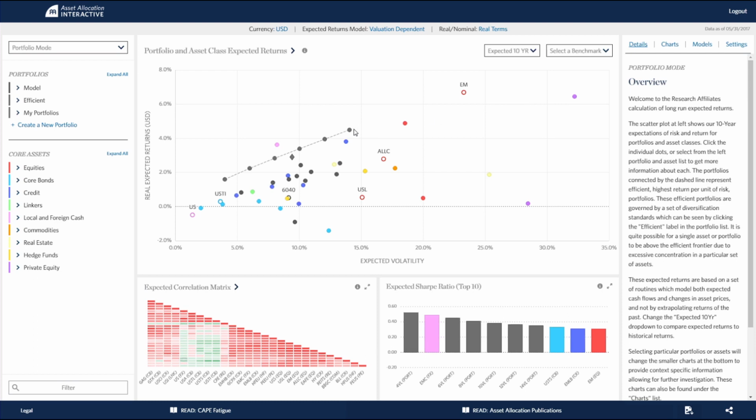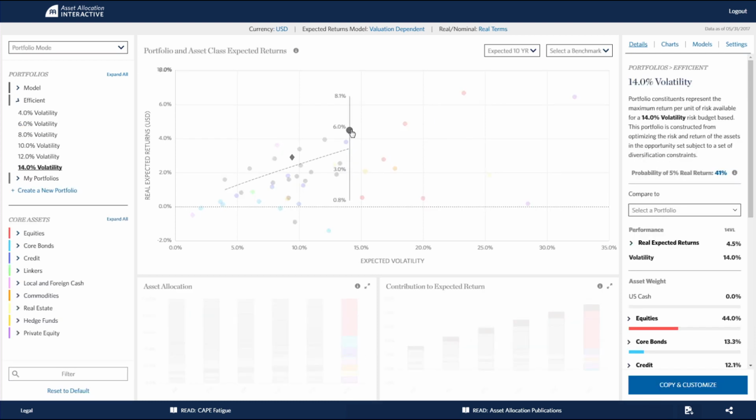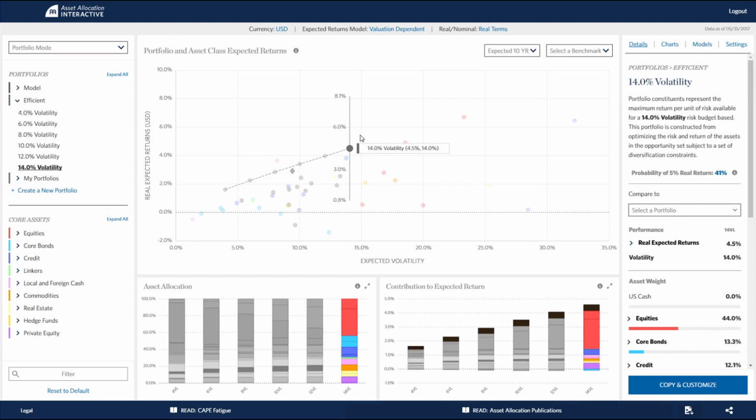I completely agree with everything you just said. And as you were talking, I was thinking about even the 14% volatility portfolio that we show here has only a 41% probability of achieving 5% returns. So investors will need to do more to embrace Maverick risk if they want to achieve 5%.